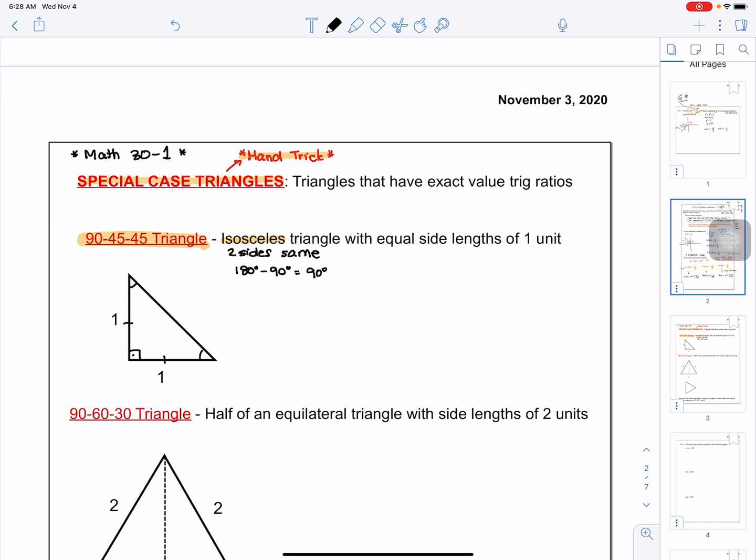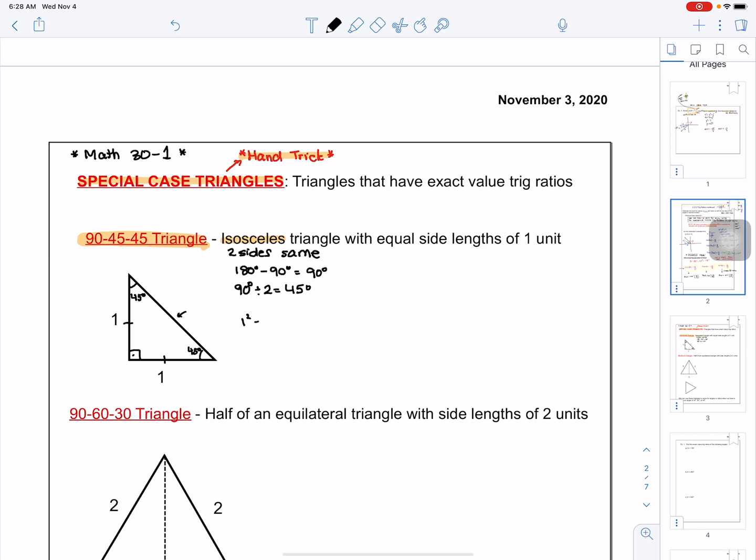So 90 degrees has to be divided into two parts. So this would have to be 45 and this would have to be 45 degrees, because in an isosceles triangle those two angles would be identical. Okay, now we would also want to find the hypotenuse.